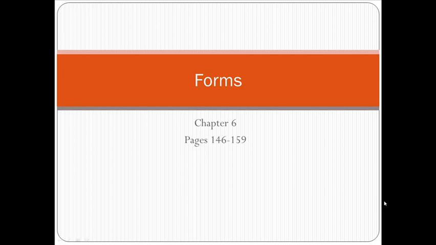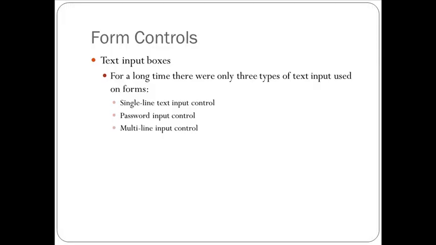In this video, we're going to start looking at some of the controls you can place on your forms. For a long time in the early days, there were basically three types of text input that we used for everything. Before we had select lists and radio buttons and all that, they were a single line text input, a password input, and a multi-line input control. We'll look at each one of those individually in just a minute.